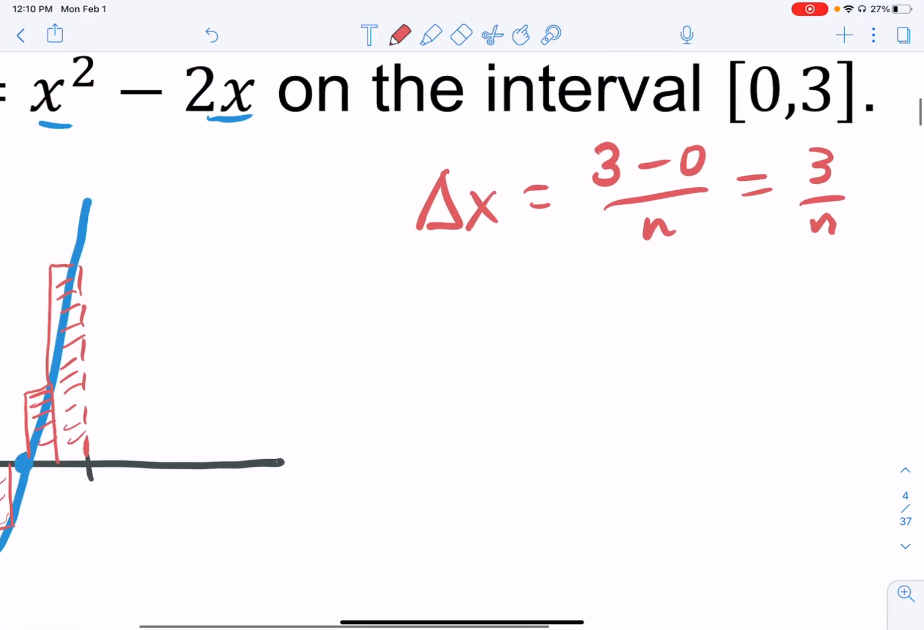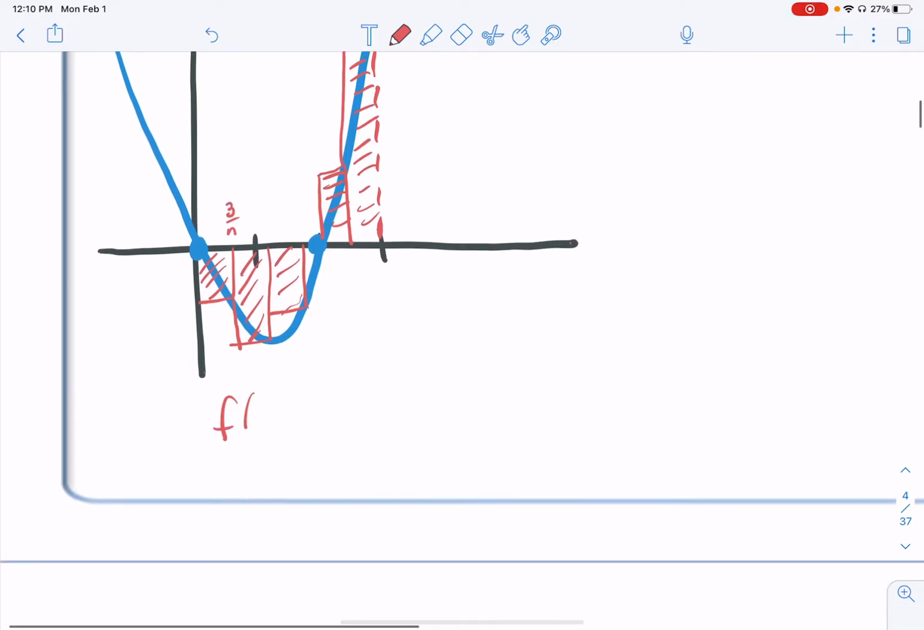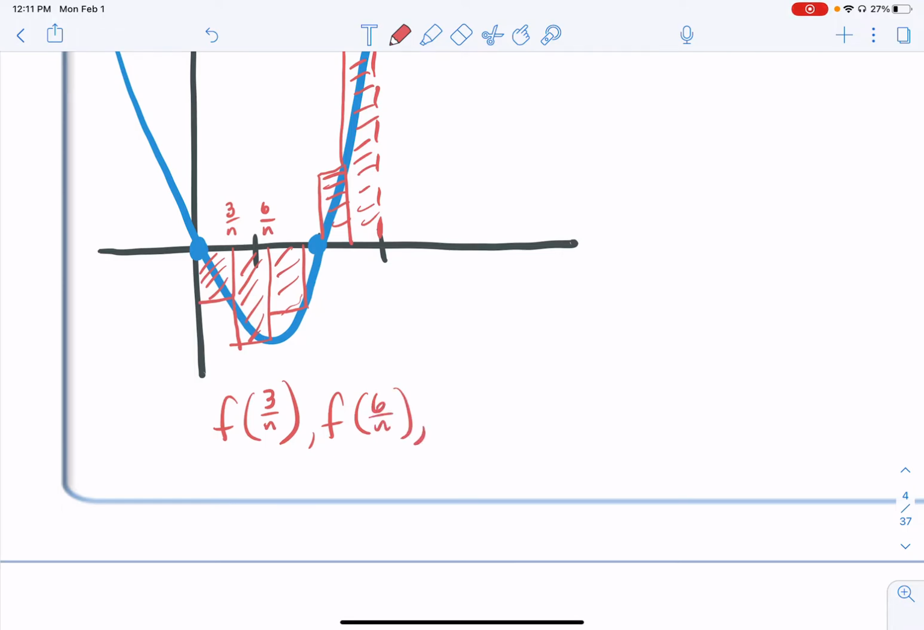Now let's use this width that we came up with as 3 over n. That would be where I'm going to evaluate the height of the first rectangle. This is 3 over n, so I'd want to find f of 3 over n. And then I would want two widths for the next one. It's going to make this 6 over n, so I'd find f of 6 over n. The next one I'd want three widths: 9 over n. F of 9 over n, and so on.